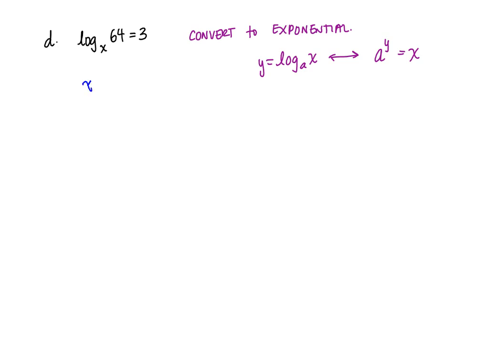The base is x. x to the power 3 equals the value 64. So now we can solve for x. x is the cube root of 64, also known as 4. So by converting to exponential, or getting out of the logarithmic form, we have a solution that works. Log base 4 of 64 truly is 3.